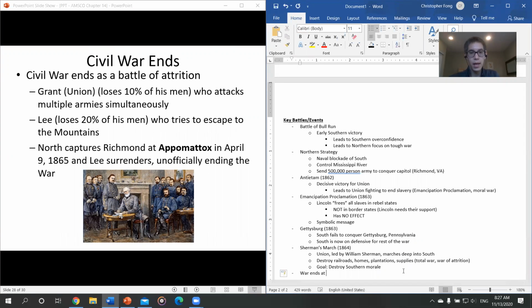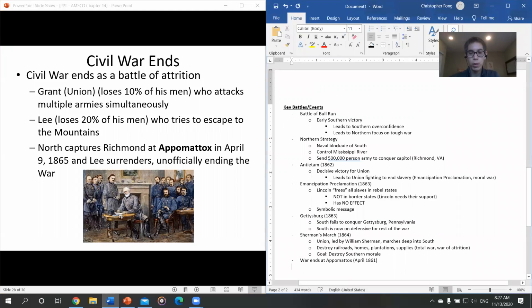So the war ends at Appomattox, if I'm pronouncing that right. I need to spell it right. Where the North forces Robert E. Lee to surrender.